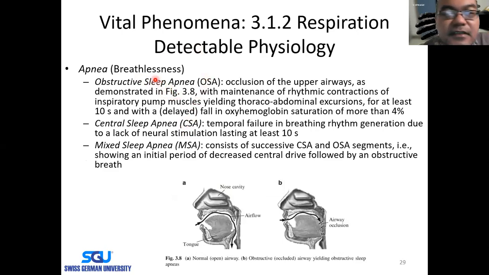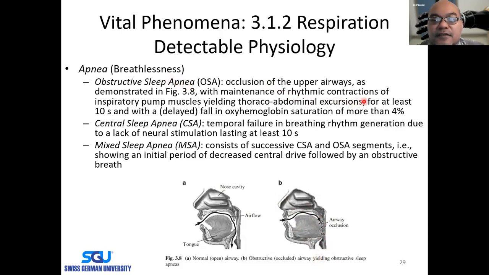Some detectable physiology can be measured from the respiration signal, like apnea. This is one of the diseases that usually causes sleep disorders. Obstructive sleep apnea (OSA) is an occlusion of the upper airways. When the upper airways are closed, air cannot flow into the trachea.